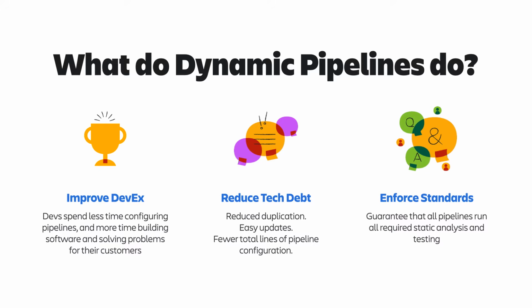With Dynamic Pipelines, organizations can programmatically alter a repository's pipeline at runtime. This means that an organization can broadly enforce pipeline standards, ensuring that all required static analysis and testing is being executed. Furthermore, developers get all this functionality without having to write long Bitbucket pipeline.yaml files. This improves the developer experience and lets them spend more time building software and solving problems for their customers.